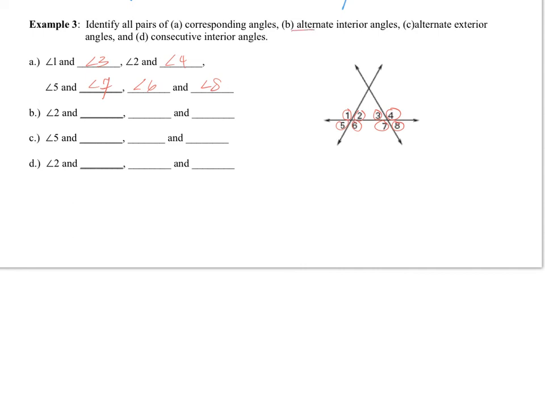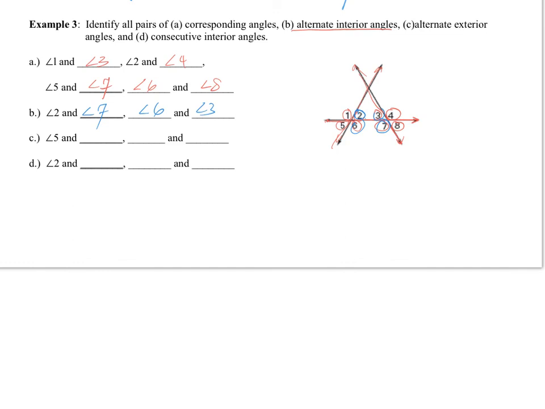In part B, we want to look for the alternate interior angles. So remember, alternate interior angles, we have angles that lie between the lines and are on opposite sides of the transversal. So here I want to remind you guys that this is the transversal, and these are the two lines cut by the transversal. So part B, angle 2 and angle 7. Angle 6 and angle 3 are the alternate interior angles.